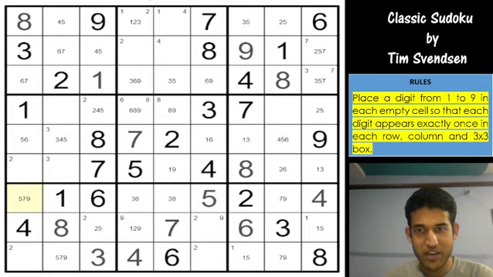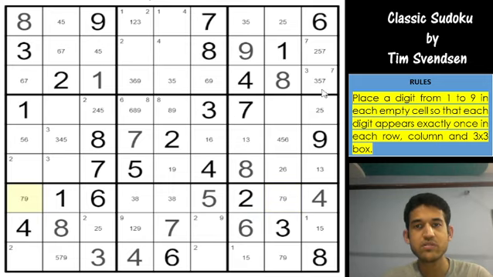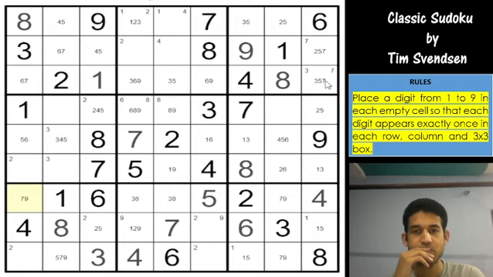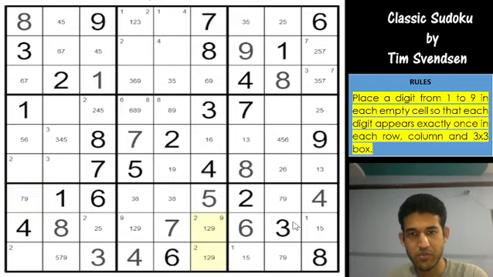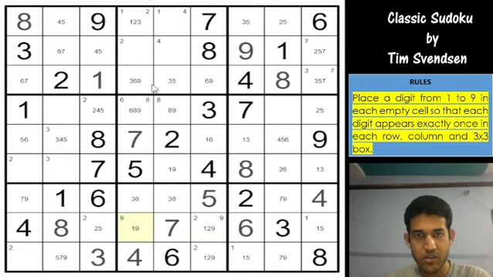So that becomes 7 9 now, right? So I have a 7 9 pair here. And I can write in the candidates here. So they must be 1 2 9. Let me remove. Okay, this is not a 2, right? Because you have 2 in one of these two cells, so this cannot be a 2, so this is 1 and 9.